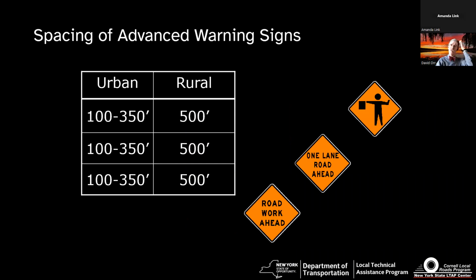Now, how far apart are those advanced signs? Well, in an urban area, New York State actually has slightly different distances than the national MUTCD. I actually like the variety we get here. It's anywhere from 100 to 350 feet, depending on the speed limit. And in a rural area, it's supposed to be 500 feet. Okay, nice, simple number. Technically, we would probably use the 495 or the numbers that would come up with stopping sight distances, but we round it to the closest 50-foot interval. So it becomes 500 feet.